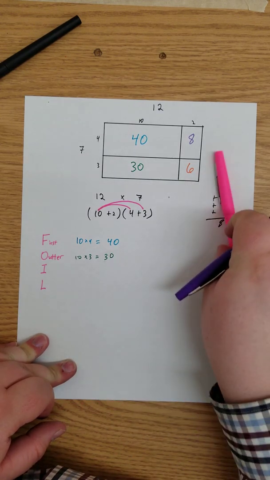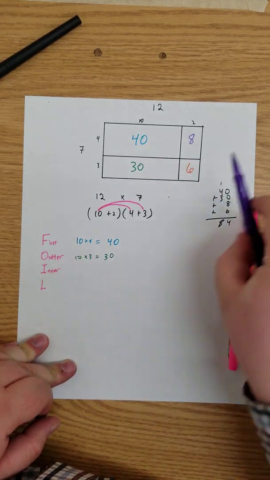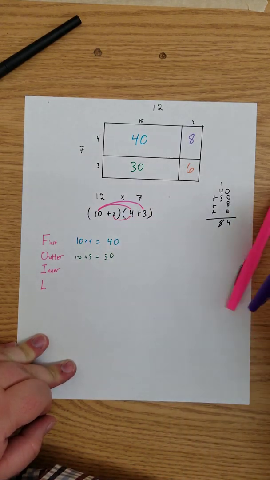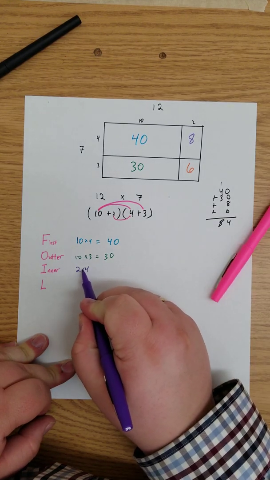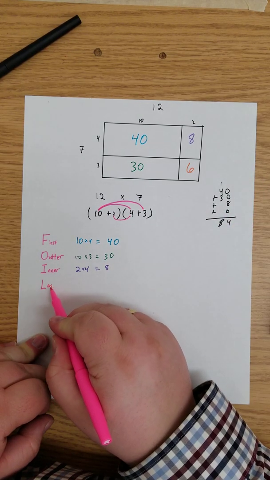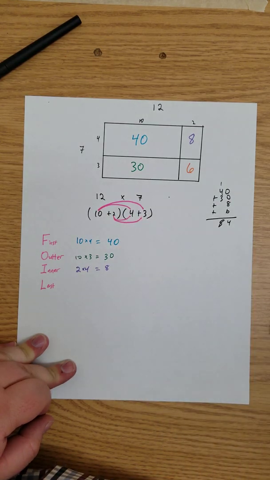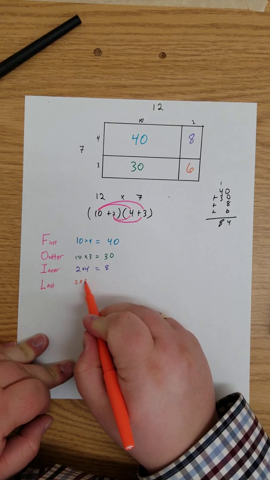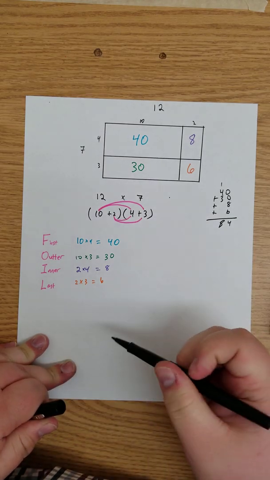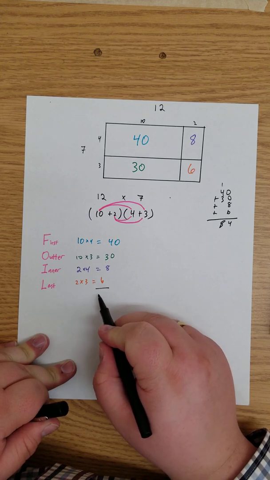Next, we do the inner numbers. That would be the inside numbers here, which is 2 and the 4. We multiply those together. 2 times 4, and we get 8. And finally, we do the last numbers. The last number in each of these, that's a 2 and a 3. 2 times 3 is equal to 6. And when we add these all together, we get that the answer here is equal to 84.